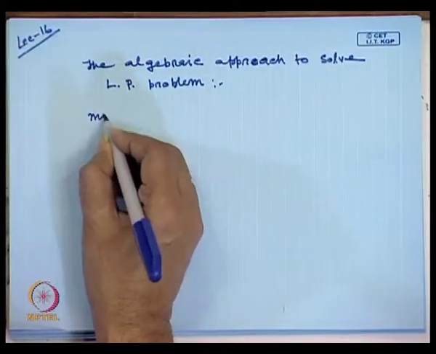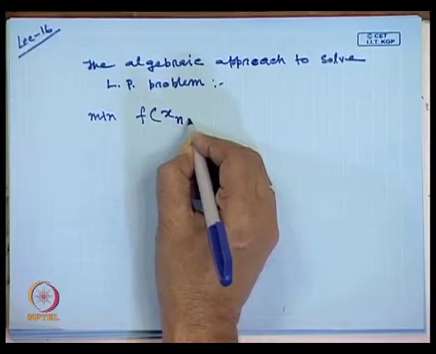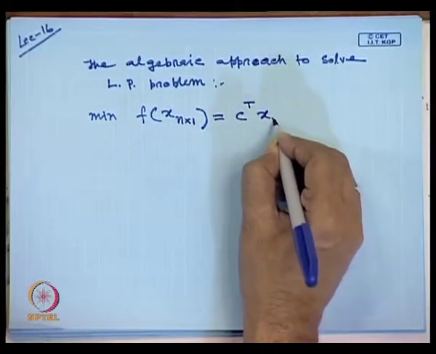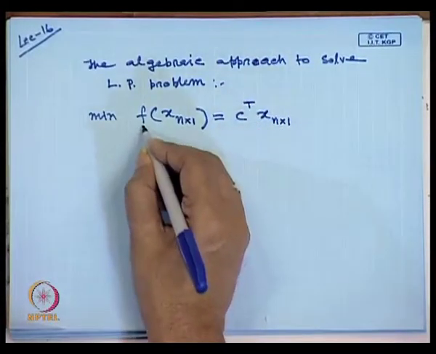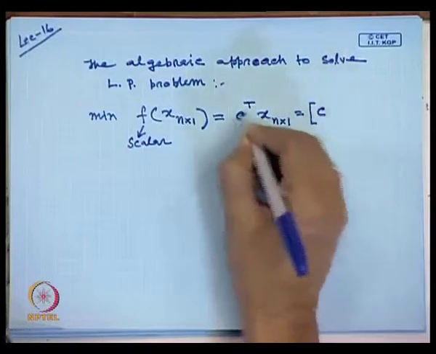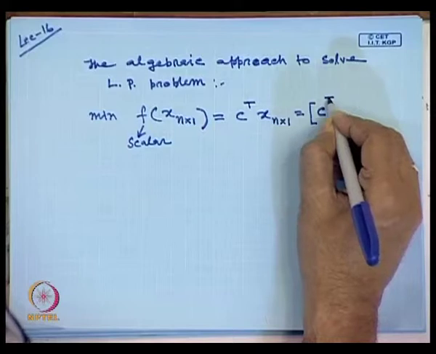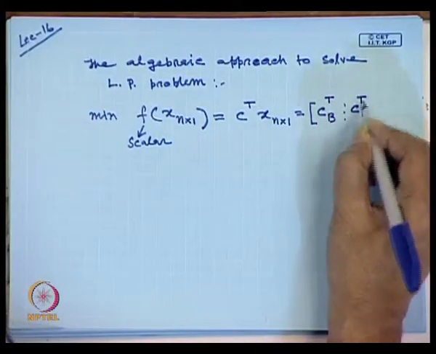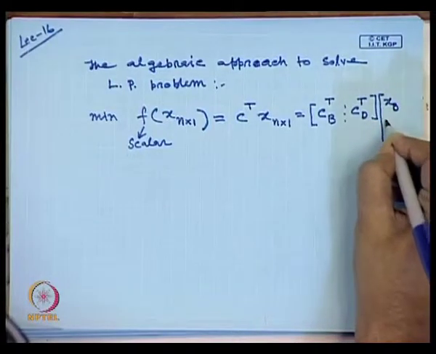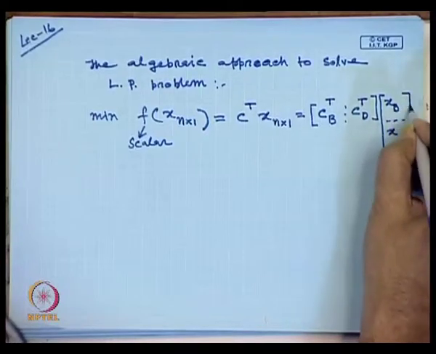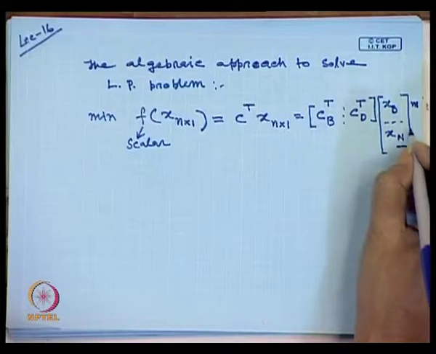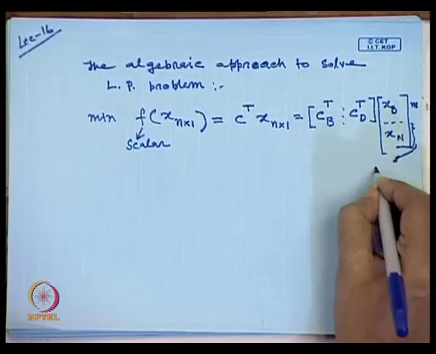So, let us write our minimization problem: minimize f of x, where x has dimension n cross 1 and holds the decision variables, and we write it as c transpose x. Immediately you know the dimension of f is a scalar; the objective function is a scalar. We partition the c transpose matrix into two parts, c_B transpose and c_N transpose. c_B transpose is associated with the basic variables x_B, and c_N transpose with the non-basic variables x_N. The dimension of the x_B vector is m, and the dimension of x_N is n minus m.